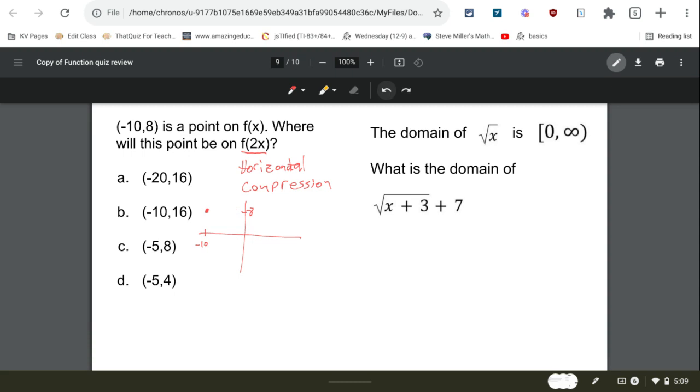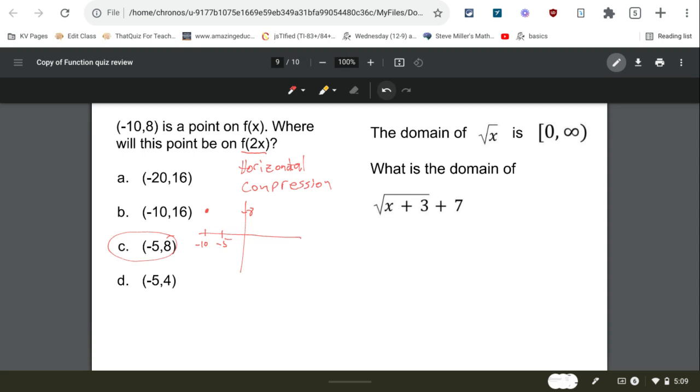So it was a -10, but whenever you compress it by a factor of 2, oh, excuse me, it's going to become a -5, right? We're basically just dividing it by 2, right? And the y value stays the same. So it's going to stay an 8.